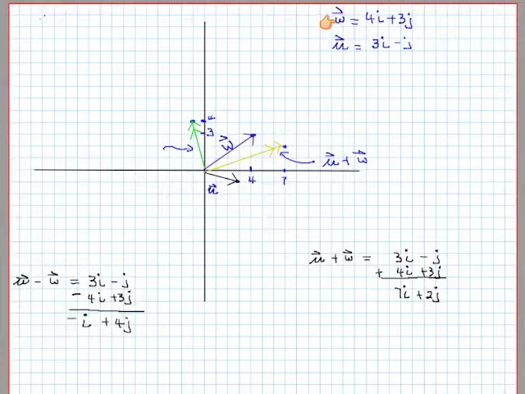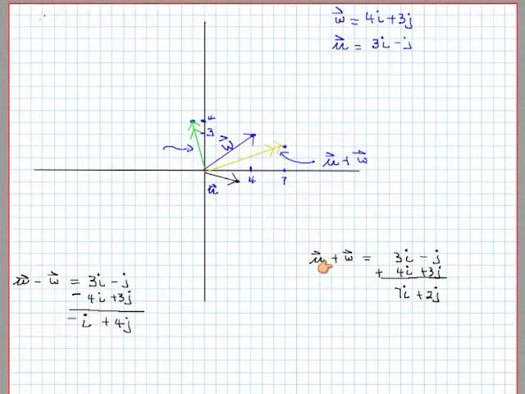Let's consider two vectors here, vector w and vector u. Vector w is 4i plus 3j. To plot vector w, you want to go 4 along the x-axis and 3 along the y-axis, and then connect your point from the origin to the endpoint. That's vector w. There is another vector, 3i minus j, which is 3 along the x-axis, negative 1 along the y-axis. So this is vector u.